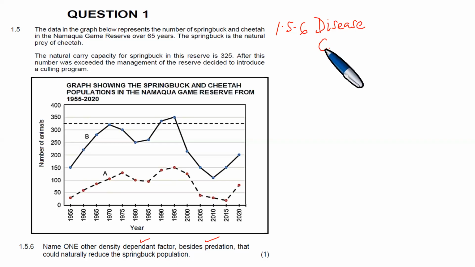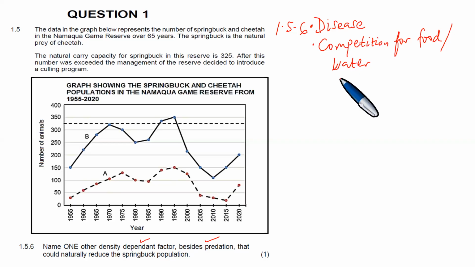It can also be competition for food. Maybe there was a drought. Right. It can always be competition for food. Or not only competition for food, maybe there was a drought and water was less. Or there were too many and suddenly there was no space for them. So that is what can reduce the animals there as well.